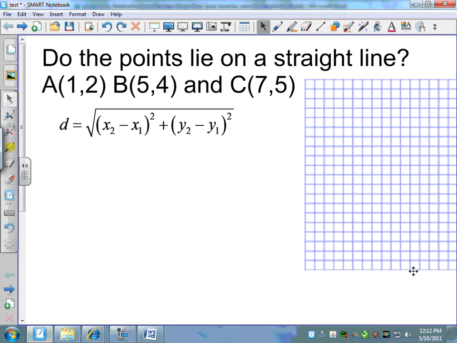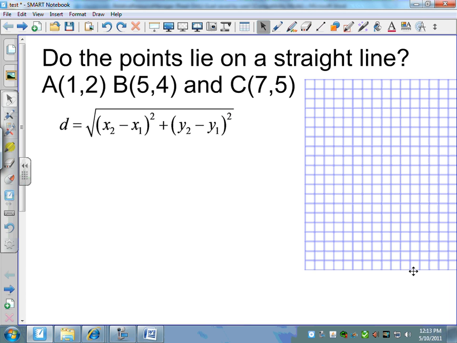For this problem, we want to determine if the points lie on a straight line. We have 3 points, A, B, and C. There are a few ways of doing this problem, but I'm going to show you using the distance formula how you can determine if 3 points are on a straight line, or in other words, are they collinear.